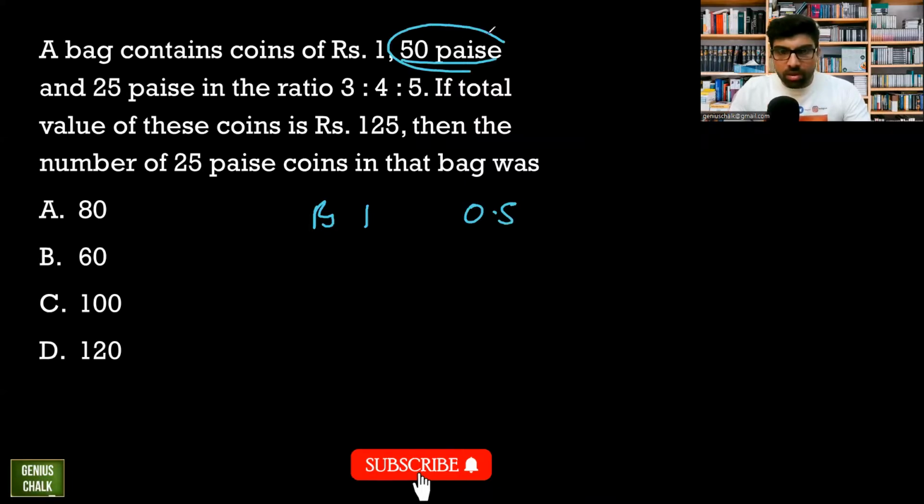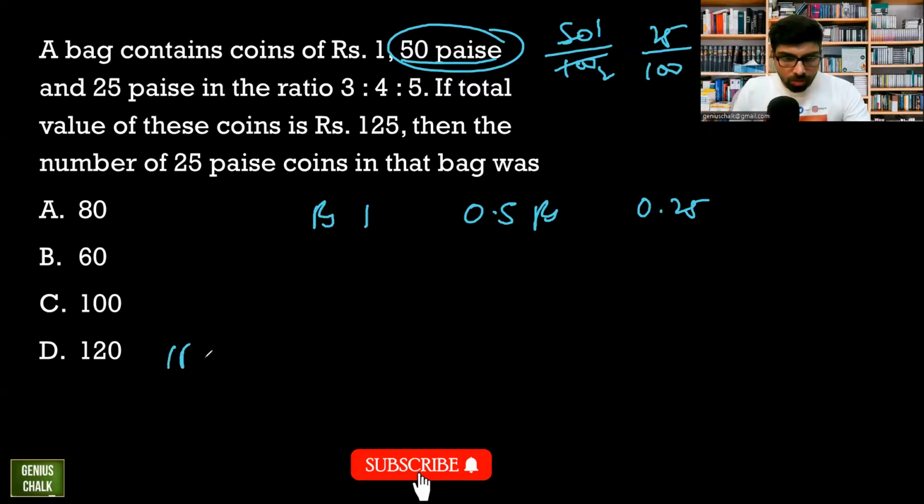50 paise means, denomination-wise, 0.5 rupee, right? And 25 paise means 0.25 rupee. See, 50 by 100, this is half, and 25 by 100. You see, 1 rupee is equal to 100 paisa, no?